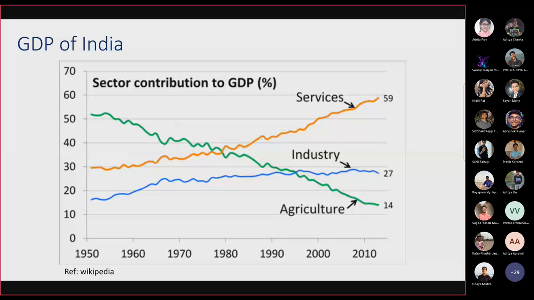Then I took a snapshot of the GDP of our country. In the initial days, in the early 1950s, the major contribution to our country's GDP was from agriculture, with less from service industries and other industries. But now, as time progresses, the service industries have taken over. We all know that from our campus placements, we can clearly see that service-oriented industries are dominating.